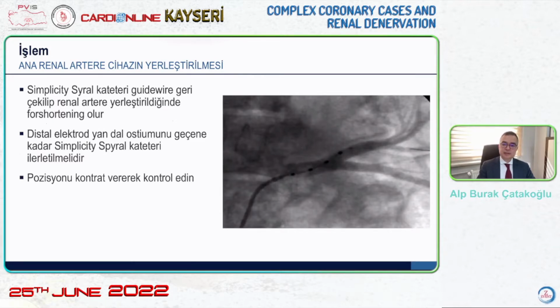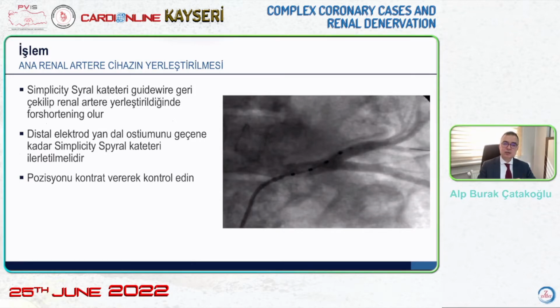So how to do it? We enter with a 6 French sheath, and we use a 6 French guiding catheter to the renal artery ostium. Of course, we have to look at the renal arterial anatomy with tomography, MRI, or using a catheter. You need good imaging, because there could be accessory arteries. They should be identified before the procedure, and if there's an accessory renal artery with a good diameter, it increases the success rate.